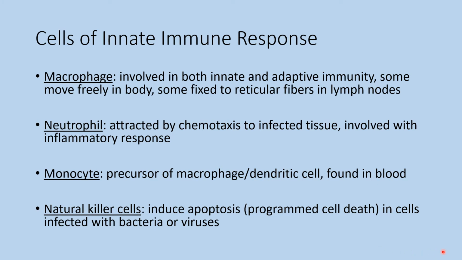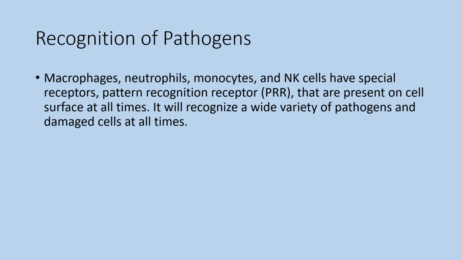There might be some little signs, and that's what the natural killer cells will do. Typically, when viruses infect a cell, there's a little signal that's put on the surface of the cell, and that's what the natural killer cells are going to look for.